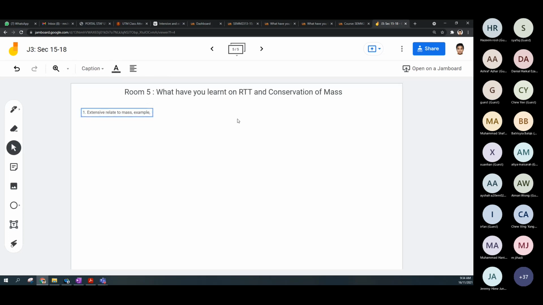Okay, give as many points as possible. Fill up all these components, the whole page. All right. Okay, I give you 20 minutes. Please discuss with your friends, collaborate, and contribute ideas.